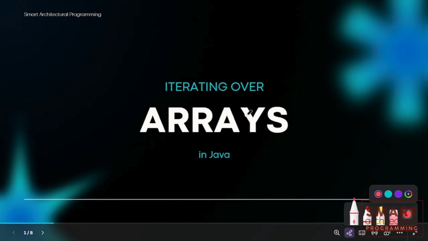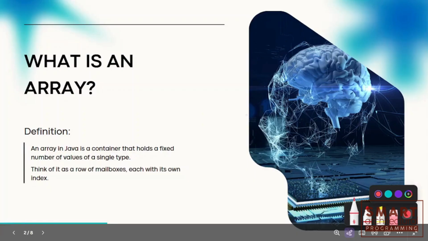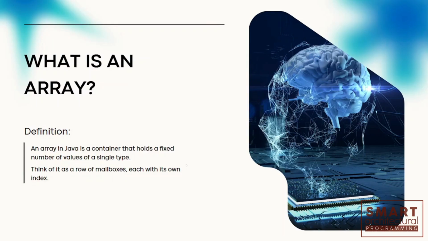If you have seen the previous videos, I will need to go over this again, but on the presumption that you haven't, let's focus on what an array is. Simply speaking, before we start looping through the array, an array in Java is a container that holds a fixed number of values of a single type. Think of it as a row of mailboxes, each with its own index.